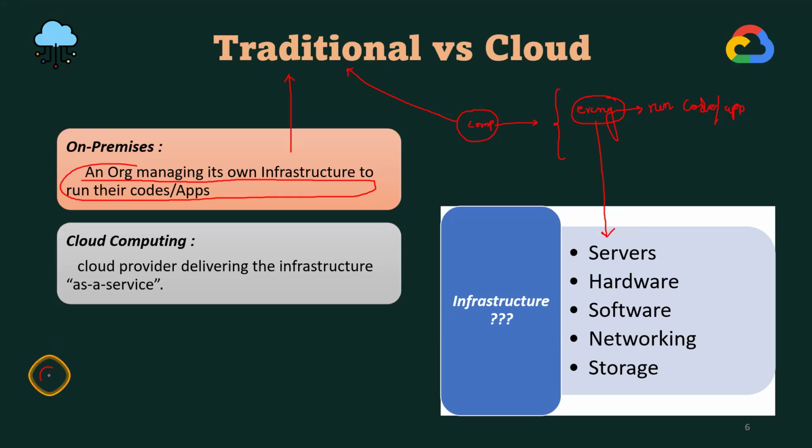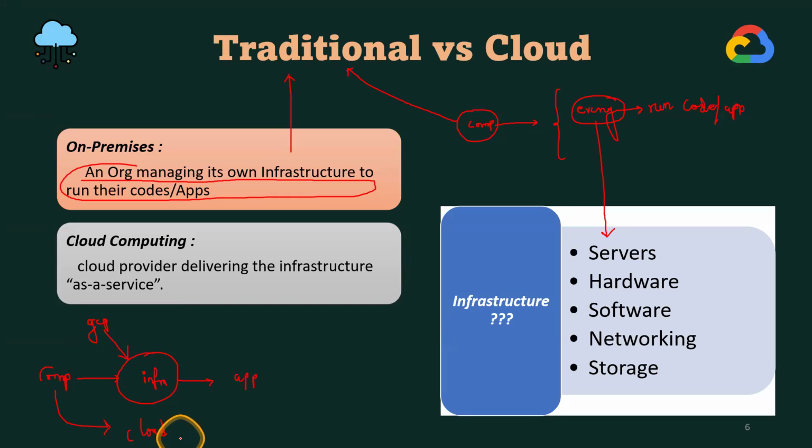And on the other hand, if one company wanted to create an application, and for that they are using the infrastructure that is coming from another cloud platform, maybe GCP, then this company is following what we call a cloud computing model, because the cloud provider provides services to this particular company. They provide the entire infrastructure as a service, so that they can utilize these resources for creating their application and to run their code. So that company is following a cloud computing model.